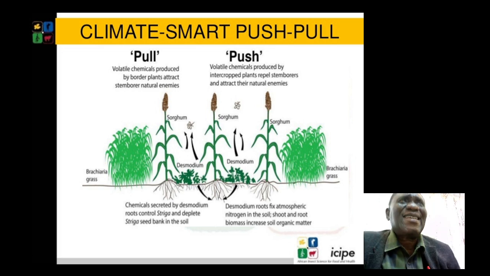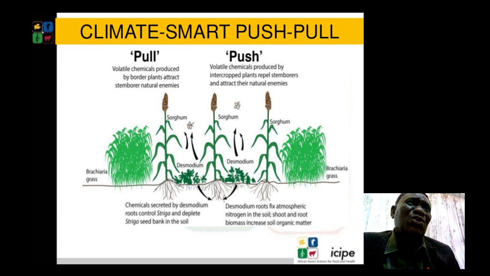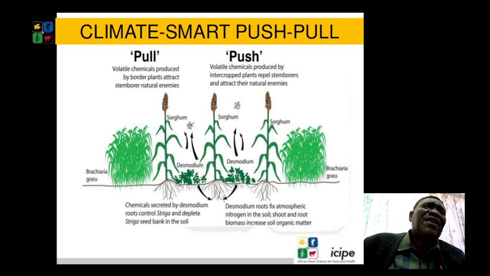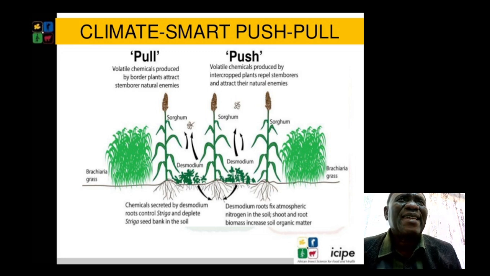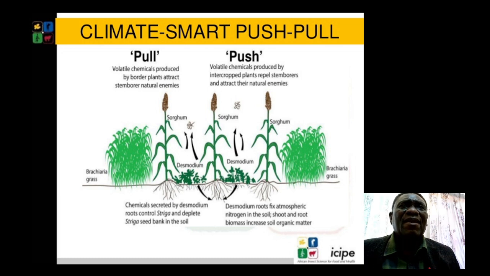There's this climate smart push-pull, which I want to explain. Here we've got a problem where we have a parasite. This is sorghum. Then here we've got brachiaria grass. So you have a field of sorghum which is surrounded by brachiaria grass.